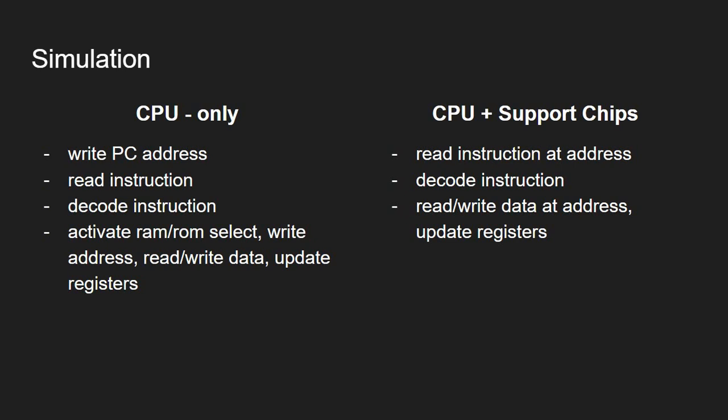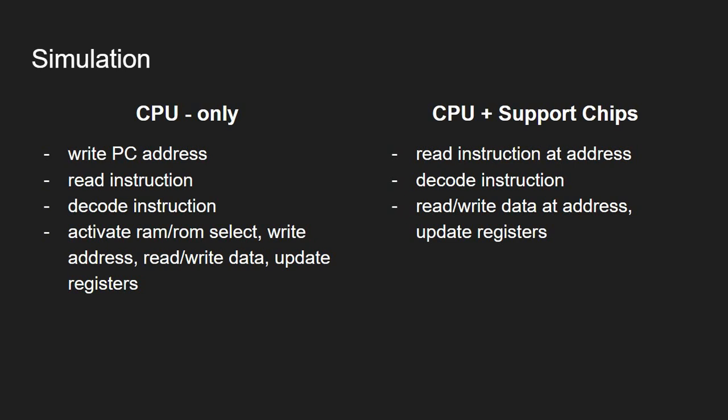In the case of the CPU simulation, we need to simulate each signal that goes through the pins, well, maybe without the clock signal, but we need first to write the program counter address. So this happens using three cycles. Then we need to read the instruction. For this purpose, we also need to simulate the ROM chip, for example, where that particular chip will see the address and provide the instruction. Then we need to decode this instruction.